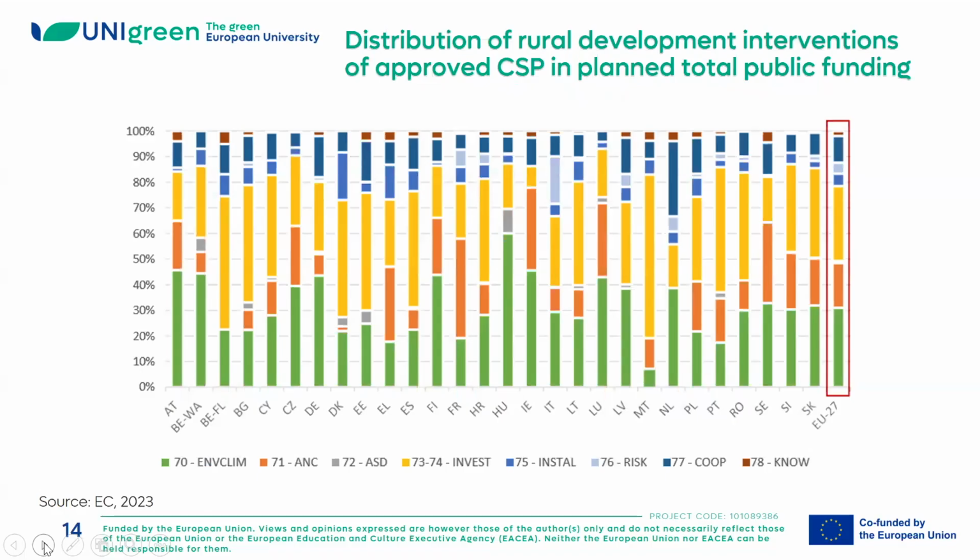The distribution of total public funding between different categories of rural development intervention at the level of each strategic plan reflects the diversity of member states' approaches to address their needs. Some have placed greater emphasis on environmental and climate intervention, others on investments, for example, Bulgaria, Belgium, Denmark, Finland, installation, risk management, Italy, for example, cooperation, the Netherlands.